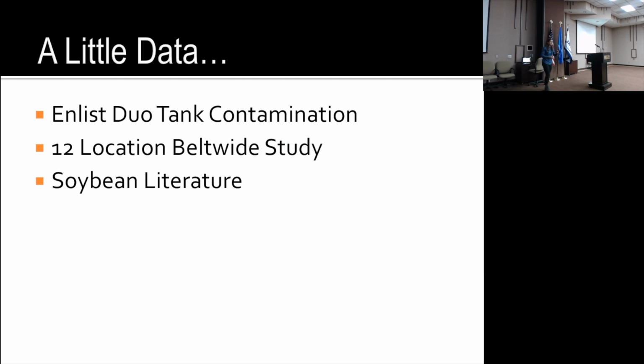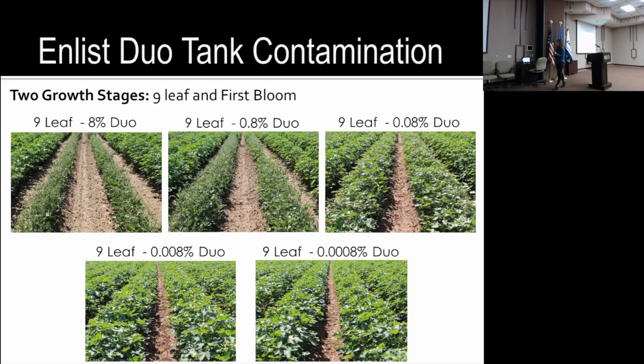Okay, so I'm going to wrap up with a little bit of data. I know no one really likes to see data, but there's not much. Looking at an Enlist Duo tank contamination study done in West Texas, a 12-location belt-wide study looking at 2,4-D amine tank contamination and drift on cotton, so not using any of the new formulations. And then I'll wrap up with just a slide on soybean. I know this is more a cotton group, and I worked a little in soybean, so just to show the relationship between the two crops.